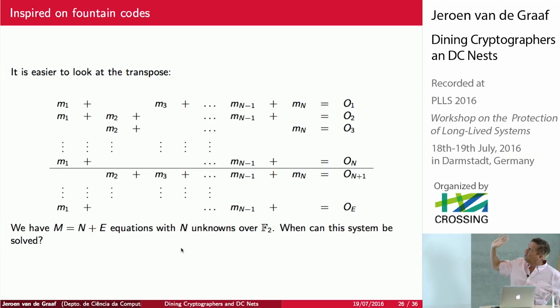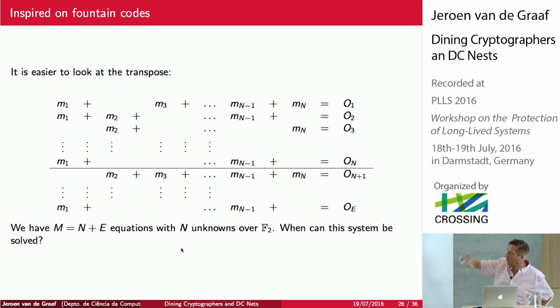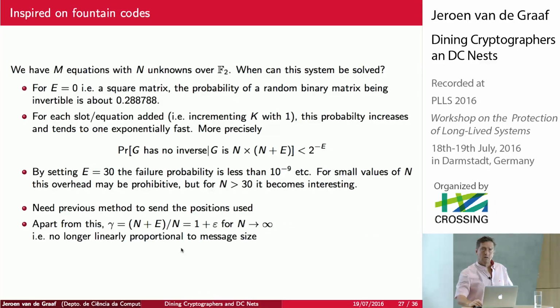Now the question is, we have m equations with n unknowns over F2. Now if m equals n, then we know that there is a solution with a probability of about 30%. This is a well-known fact about random matrices. Now what we're going to do is add a few more equations, and the chance that it's not possible to solve the system will drop exponentially as you add more equations. So this can be proven. And so if I have an n by k matrix where k is maybe 30 more than the number of unknowns, then the probability that you cannot find the solution is less than 1 in a million, in a billion.